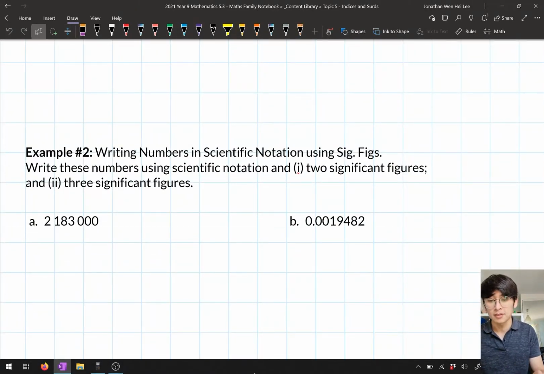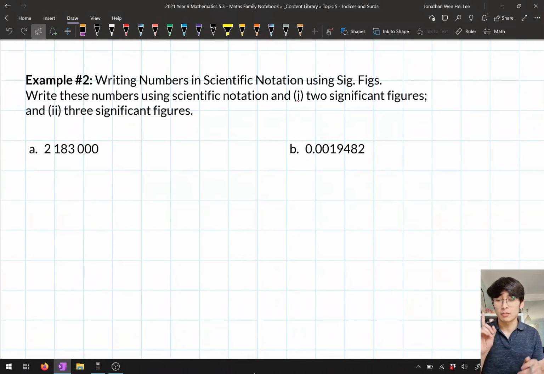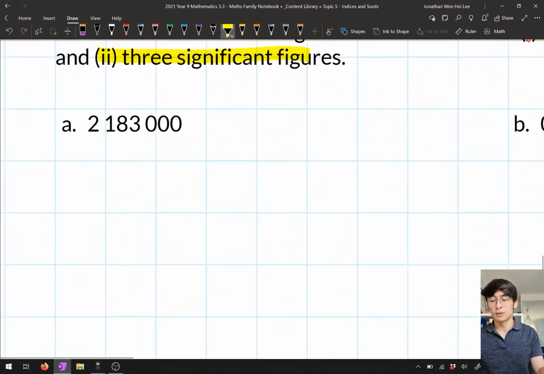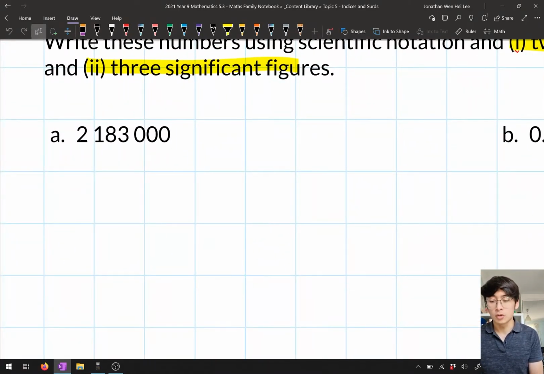So here we've got 2 numbers, and there are two questions here. Write these numbers using scientific notation, and we first want to do it corrected to 2 significant figures, and in the second part, corrected to 3 significant figures, just to show you how it's different here. So let's go through the first one. 2,183,000. Now we want to write this in scientific notation with significant figures.